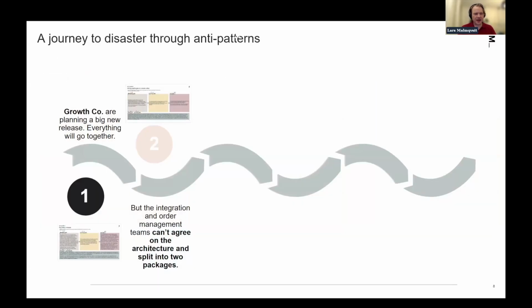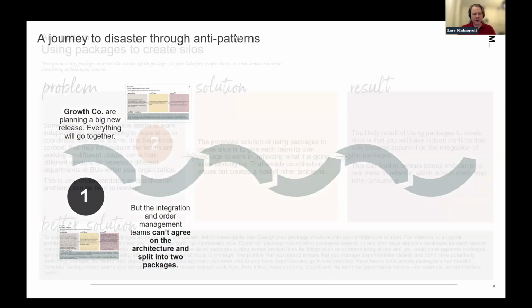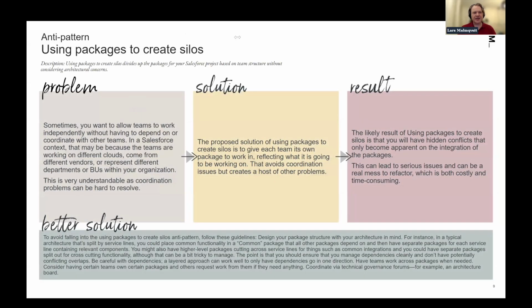Then we have a very common coordination issue when you've got these 2 teams that are at loggerheads about how to resolve an architectural issue or what standards to follow when developing something. That's an anti-pattern that's called using packages to create silos, right? So a lot of the time, people like silos because it means they don't have to coordinate with other people. And that is very understandable because coordination is hard, right?